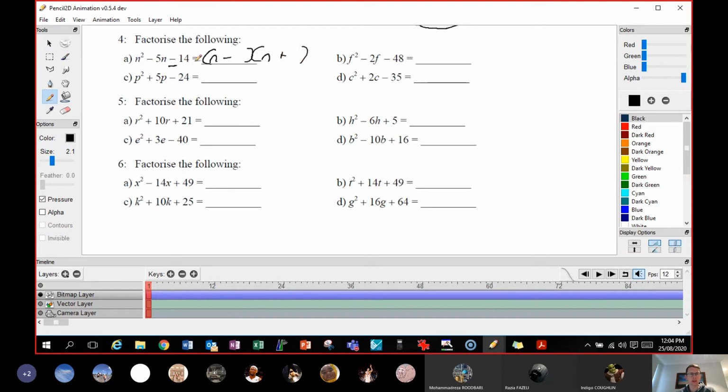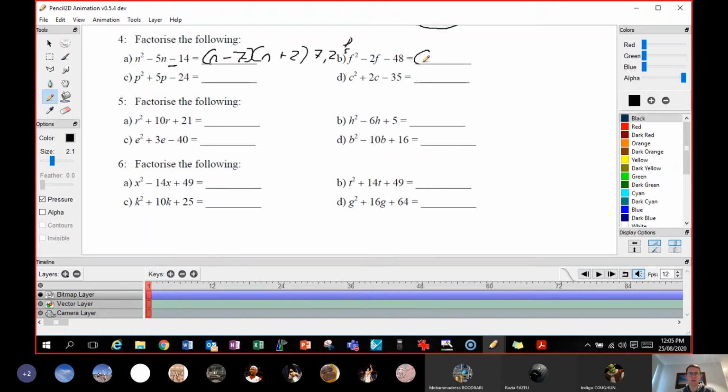So two numbers multiplied to give you 14 and a difference of 5, well, that would be 7 and 2. The difference between those is 5. So it'll be minus 7, because this is negative, that's going to give you negative 7n and plus 2.